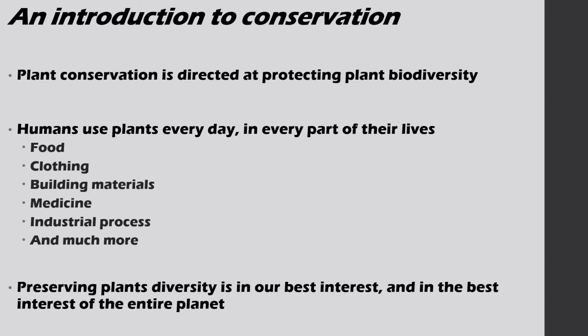So preserving plant diversity is in our best interest, and it's in the best interest of the entire planet. So not only will it benefit us directly as human beings, for all of the reasons I've talked about above here, but plant biodiversity is critical to the health of the entire planet, and we live here, and we survive because we have, or at least because we have had and have benefited from, a healthy, diverse planet that provides all of these things for us.